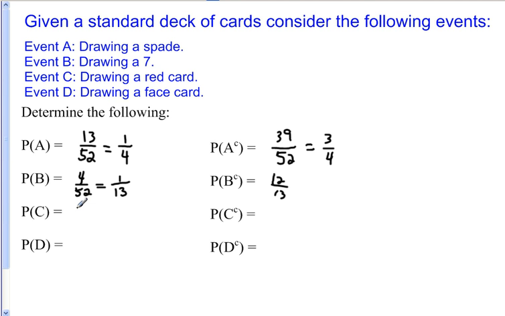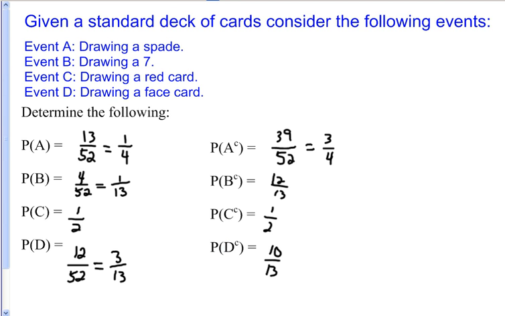Event C, drawing a red card. That's half of the deck. 1 out of 2. Probability of the complement of that, that's not drawing a red card, so basically drawing a black card. That would also be 1/2. And then event D, drawing a face card. There are 3 face cards for each suit. And there are 4 suits, so there would be 12 face cards total out of 52, which reduces down to 3/13. So the probability of you drawing a face card is 3/13. So the complement of that would be not drawing a face card, which would be 10/13. Alright, so complement is basically 100% minus the event that you're given.